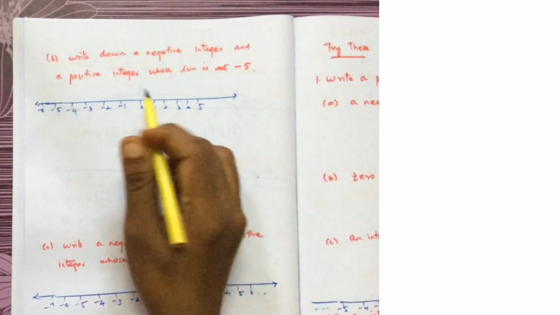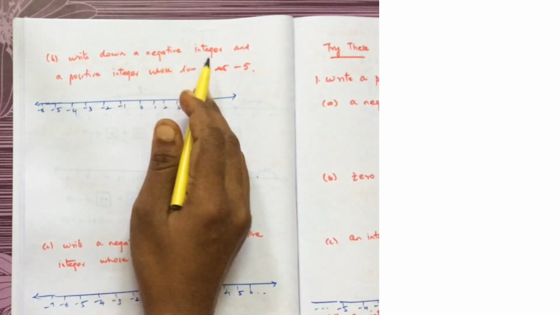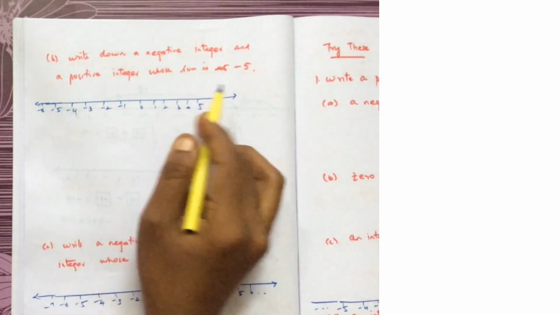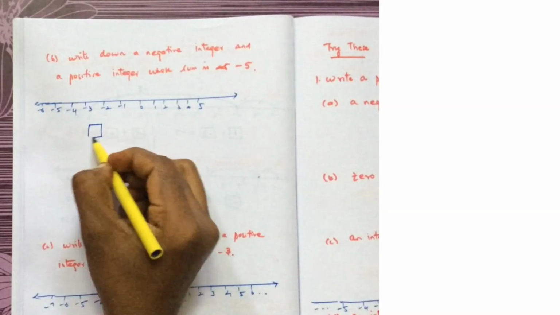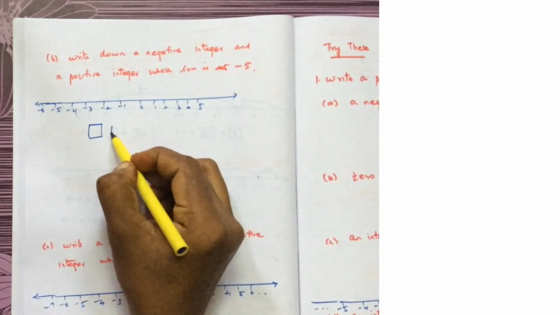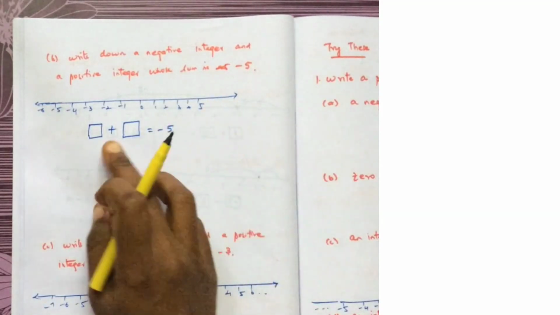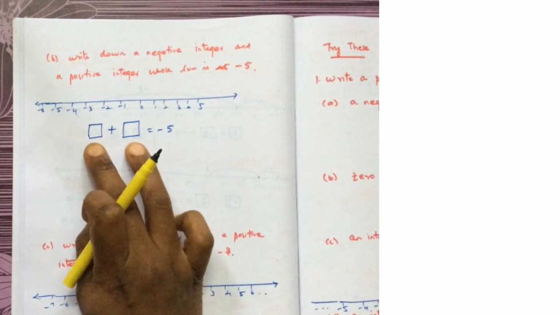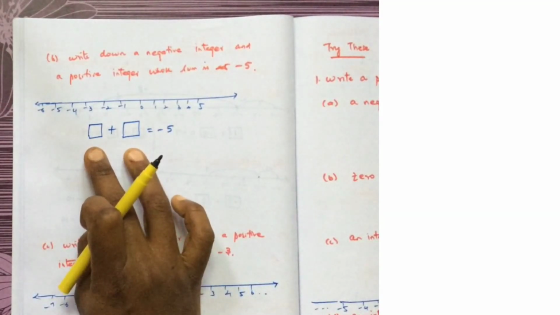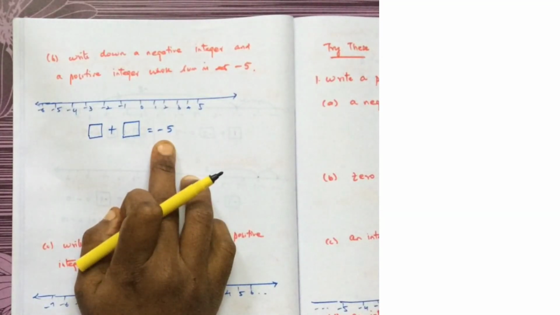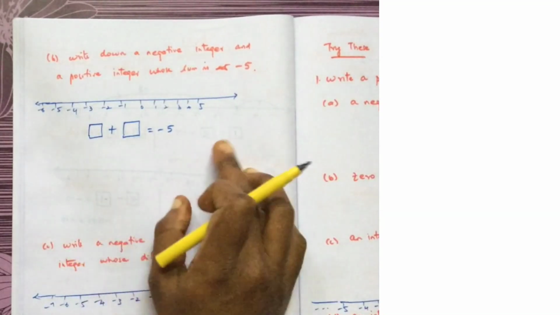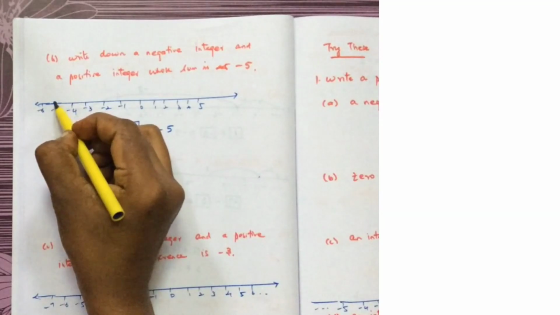Next is write down a negative integer and a positive integer whose sum is minus 5. So I have to write a negative and a positive, whose sum is minus 5. When you add two, one should be positive and one should be negative, and the answer should be minus 5. So minus 5 is here.